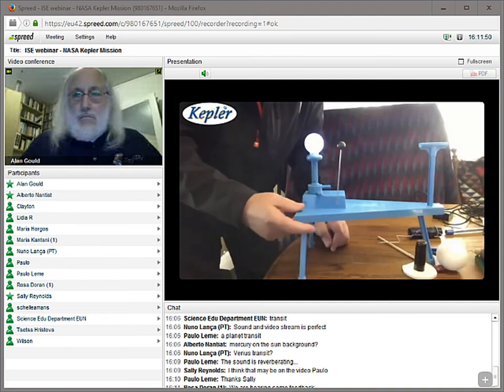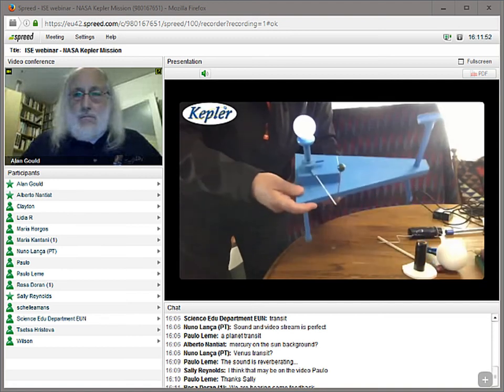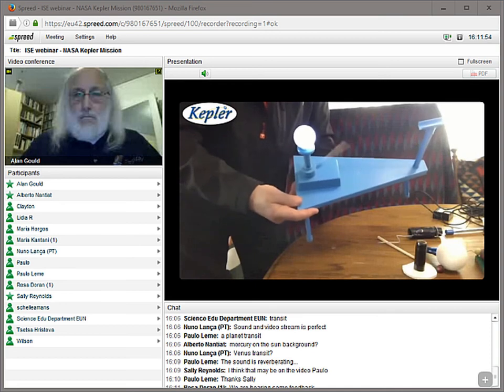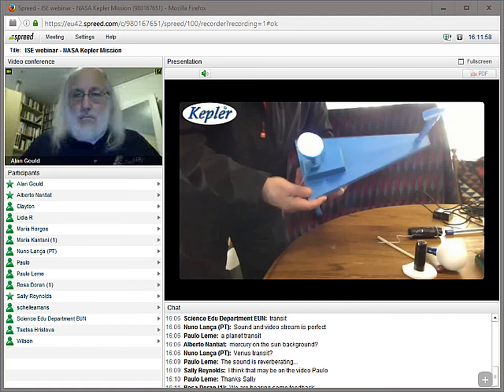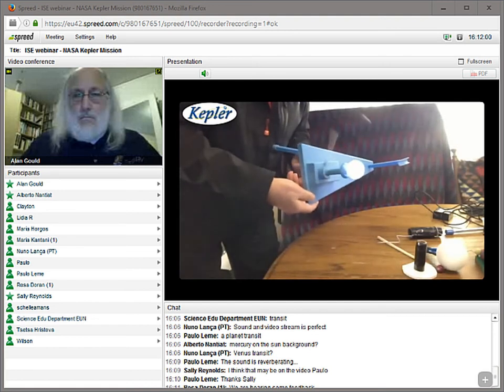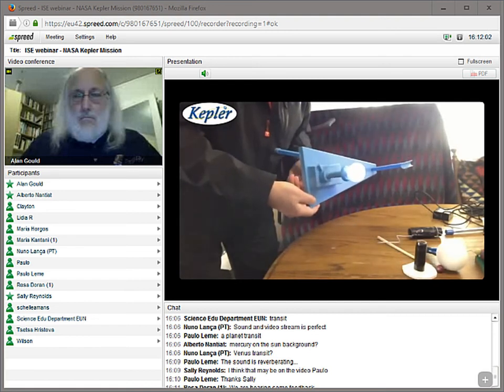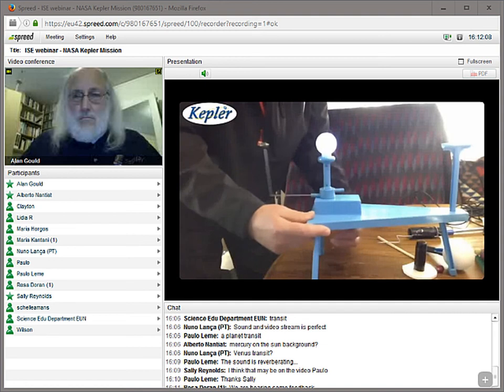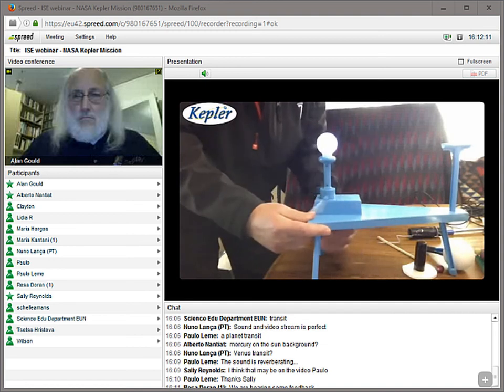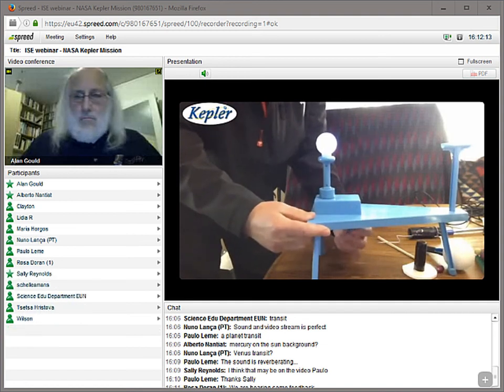What I like to do in a classroom is to hold it in a way and have the students raise their hands if they actually see a transit. If you hold it vertically, there's only two or three students who would actually see that, depending on where they're sitting. But if you hold it horizontally, then the whole class would probably see a transit.